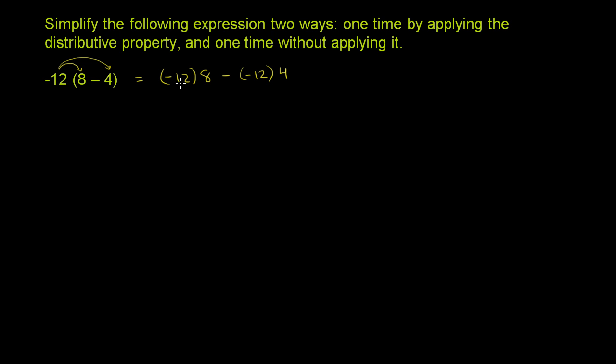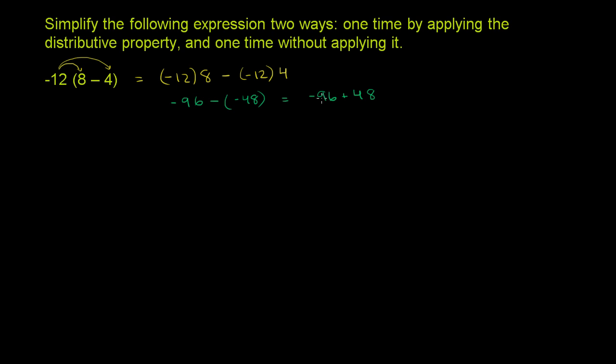So this is going to be negative 12 times 8, which is negative 96. And then minus negative 12 times 4, which is negative 48. And we know when we subtract a negative, that is the same thing as adding a positive. So this is going to be equal to negative 96 plus 48. And now there's a couple of ways to think about it.